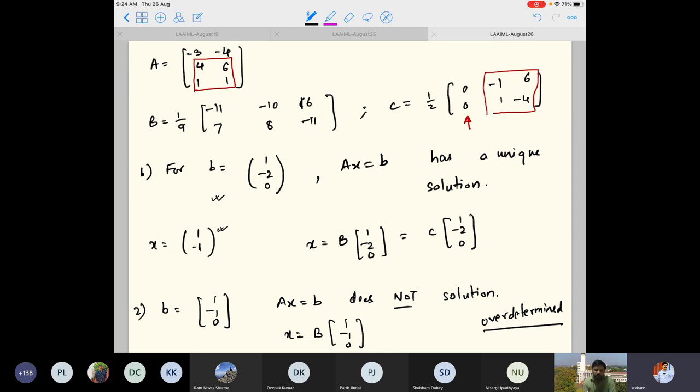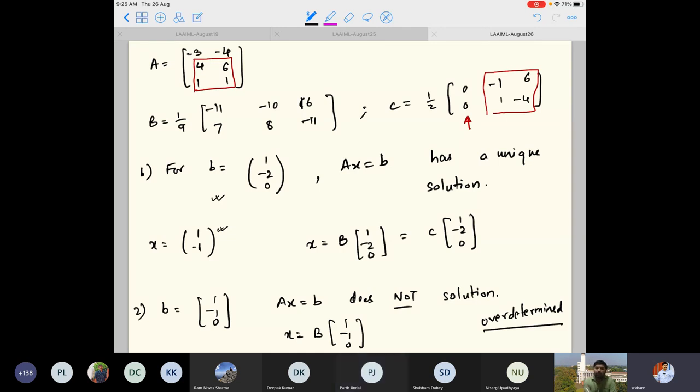The first observation I made was that if I subtract column 2 from column 1, I get the right hand side. That's it. So I know that (1, -2, 0) is a linear combination of columns of the matrix A. That is my first observation. What is the second observation? The second observation is that a right inverse exists for this matrix A. Right inverse exists implies that the columns are linearly independent. So if the columns are linearly independent, they will form a basis for the column space. Is that okay?